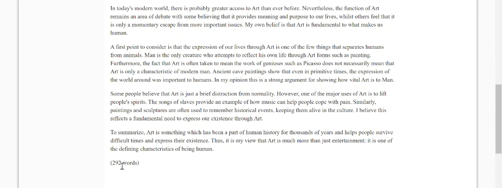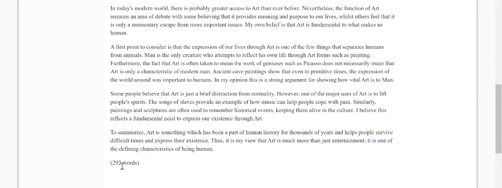A first point to consider is that the expression of our lives through art is one of the few things that separates humans from animals. Man is the only creature who attempts to reflect his own life through art, such as painting. Furthermore, the fact that art is often taken to mean the work of geniuses such as Picasso does not necessarily mean that art is only characteristic of modern man.